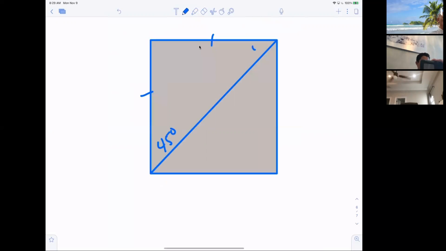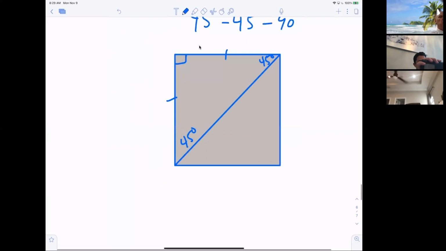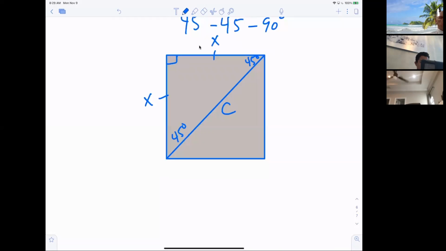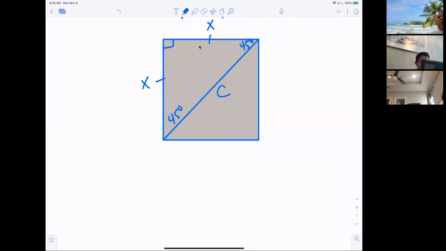45 degrees. 45 degrees, that's 90. All right, so what's the side of the square called? X. So what's the hypotenuse? C. All right. So now, again, we've created a right triangle.